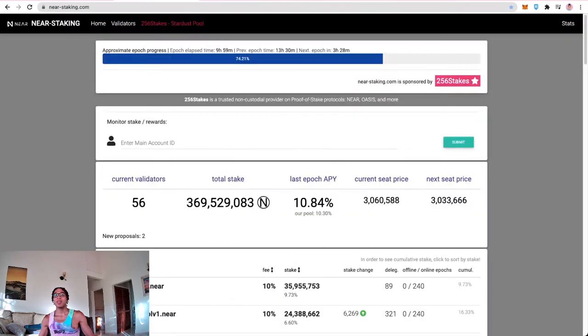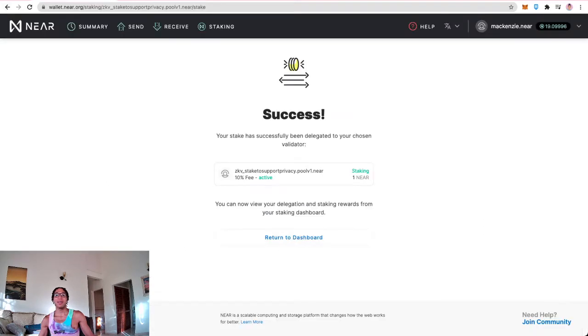Okay, so let's go back here. Success, your stake has successfully been delegated. So basically, instead of me voting myself, I am giving my 1 NEAR vote to someone else. To these people, ZKV, stake to support privacy.pool v1.near.